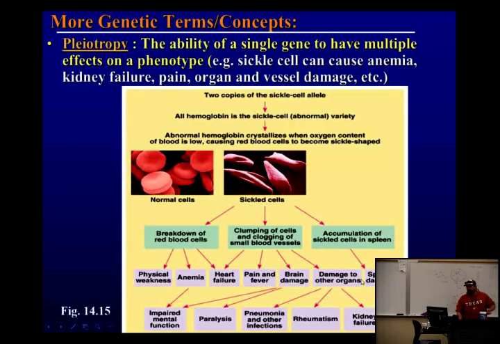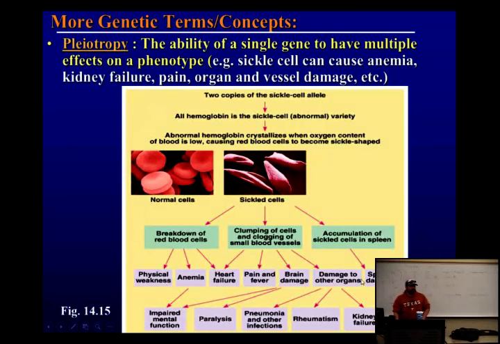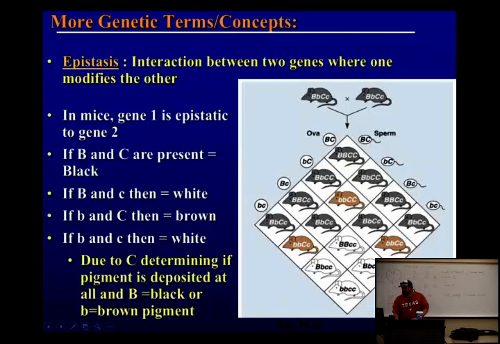So on the test, I'll probably throw out the definition. I'll be like, what is pleiotropy? And it's real simple: multiple phenotypes from one genotype. All right.